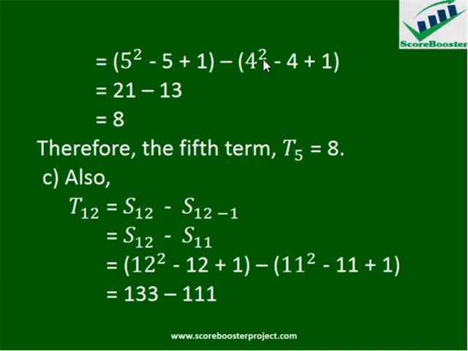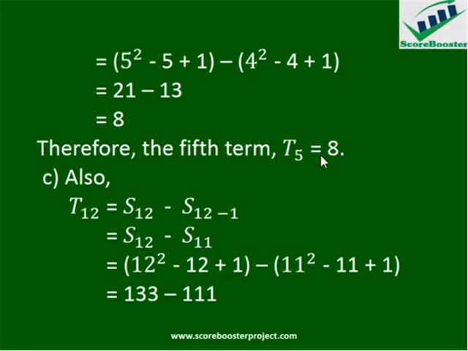4 squared is 16. 16 minus 4 is 12. 12 plus 1 is 13. That is why we have 21 minus 13, which is 8. So the fifth term of that particular series that has its general formula to be n squared minus n plus 1 is 8. So the fifth term is 8, the first term is 1.